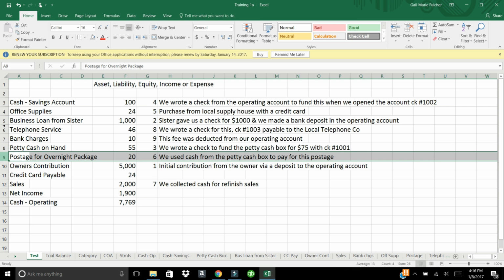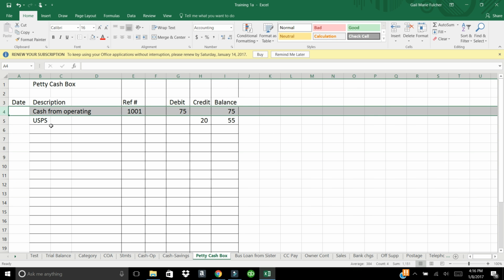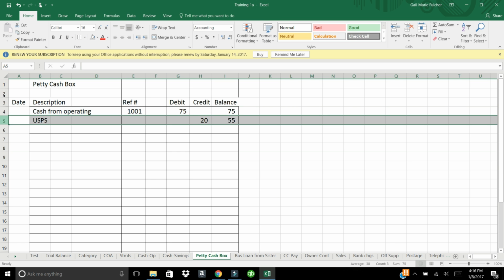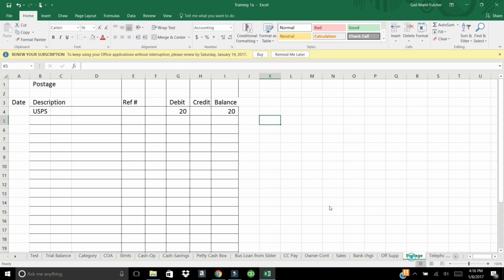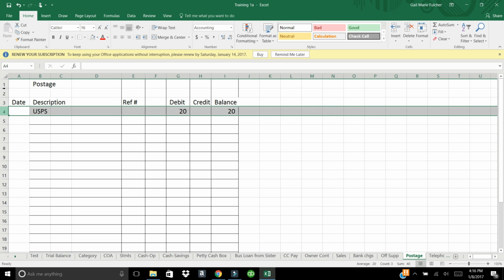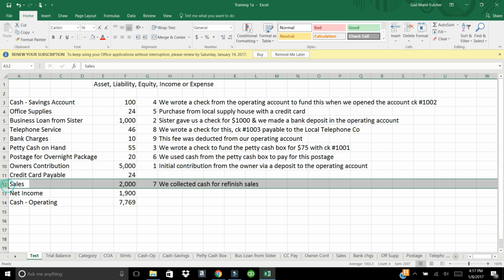We used cash from the petty cash box to pay for this postage. So we come over to the petty cash box sheet and we record United States Postal Service, a credit of $20 because we're reducing the amount that we have in our cash box down to $55. The other side to that entry is postage. So we come over to the postage sheet and we record our USPS debit $20 and our balance is $20. Now let's go to number 7.